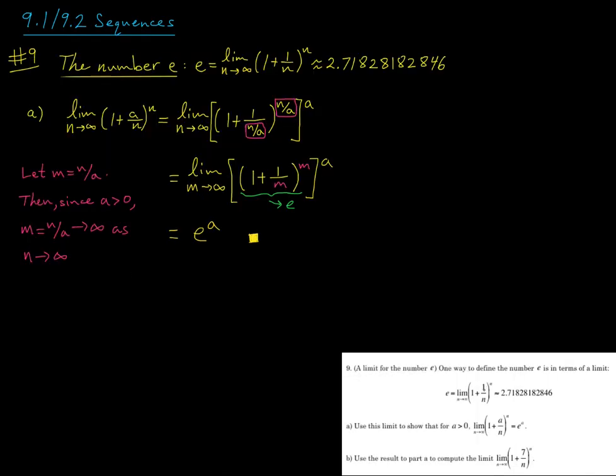Great. Now for part B, it says, use the result to part A to compute the limit as we let n approach infinity of the quantity 1 plus 7 over n, all raised to the nth power. Well, here, nothing to it. We're just setting a, this number from part A, equal to 7, so the limit there would just be e to the 7th. All right, well, that's going to do it for this problem.